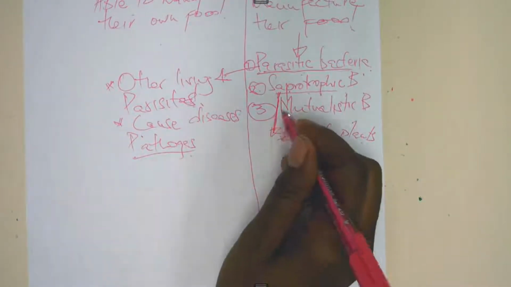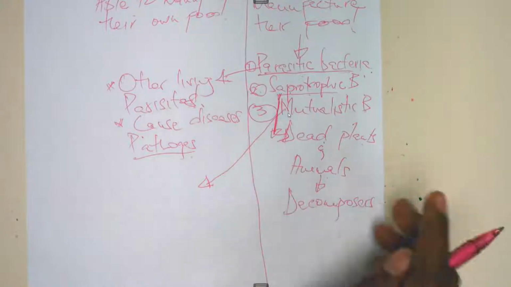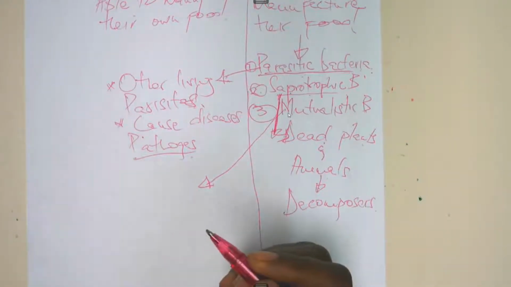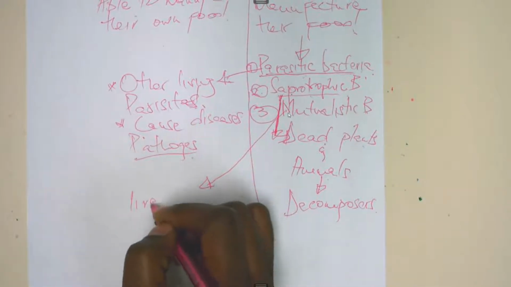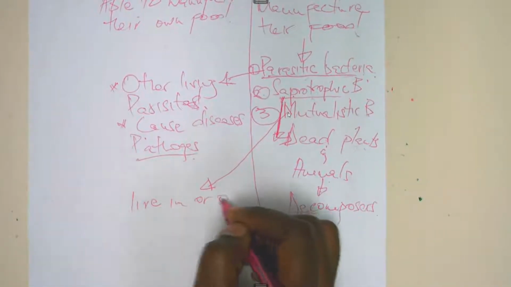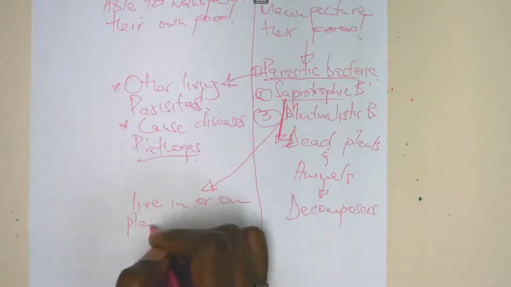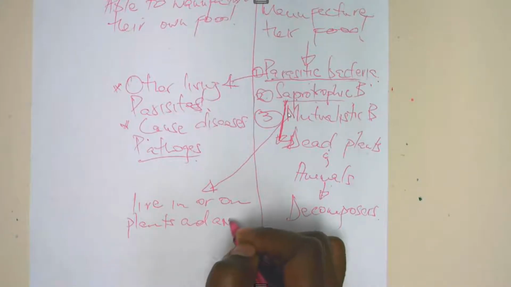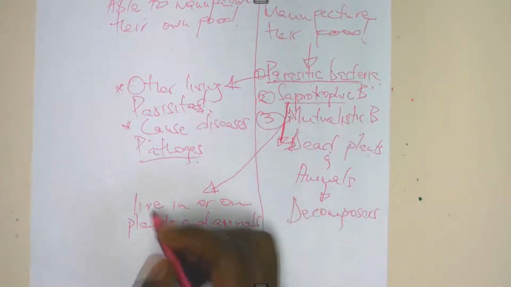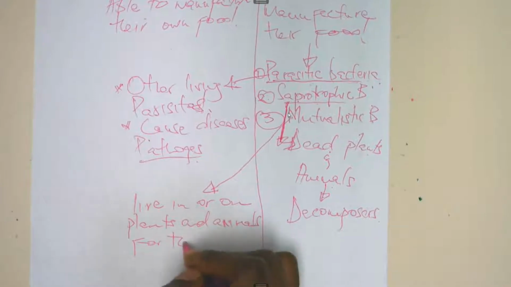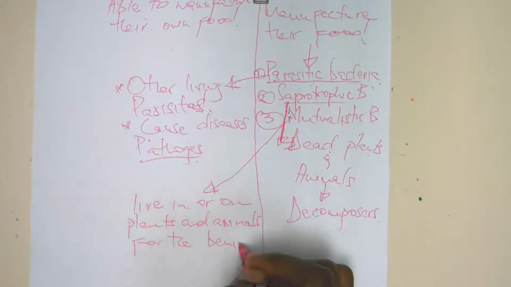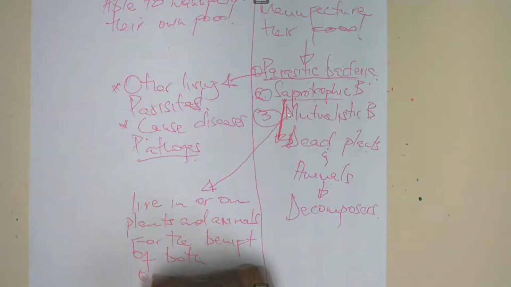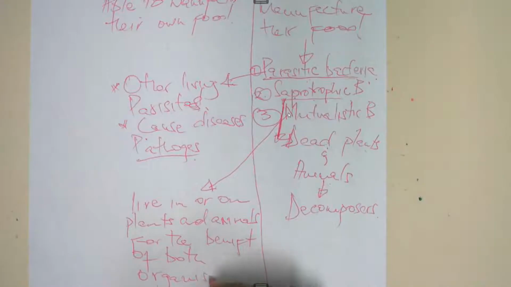And then the last type, which is mutualistic bacteria. These ones live in or on plants and animals for the benefit of both organisms.